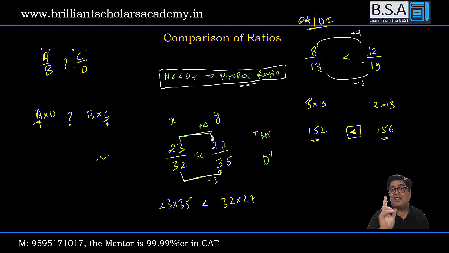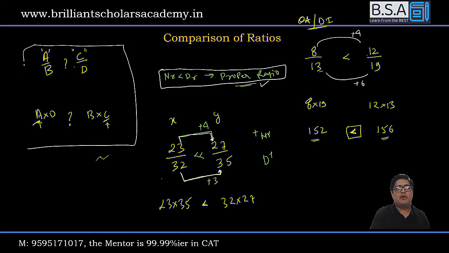Don't think or don't remember the reverse. A proper ratio increases when there is extra addition in the numerator. When more numbers are added in the numerator, a proper ratio increases. You don't have to remember all this. So you cross multiply. Whatever comes between the two, that will give you the answer. So that is 805 and 864. Okay. All right.